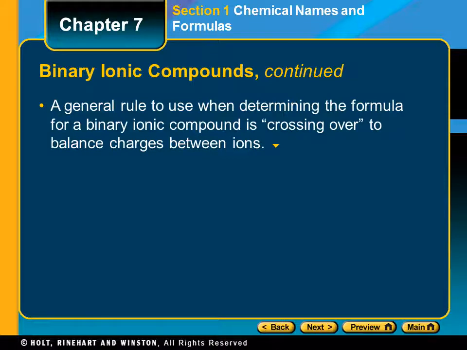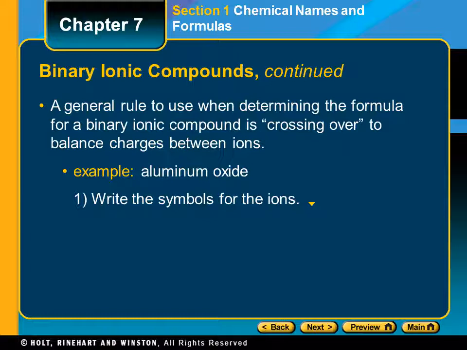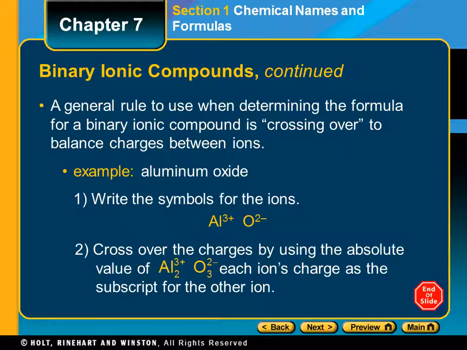So a general rule when you're determining the formula for a binary ionic compound is crossing over to balance charges between ions. What do we mean by that? Well, let's look at aluminum oxide. Write the symbols for the ions. There's Al3+, and then there's O2-. Cross over the charges by using the absolute value. So that would be Al with a subscript 2, but then your O is going to have a subscript 3. Each ion's charge becomes a subscript for the other ion. You can see that better than I can explain it, and understand why it's called crossing over.